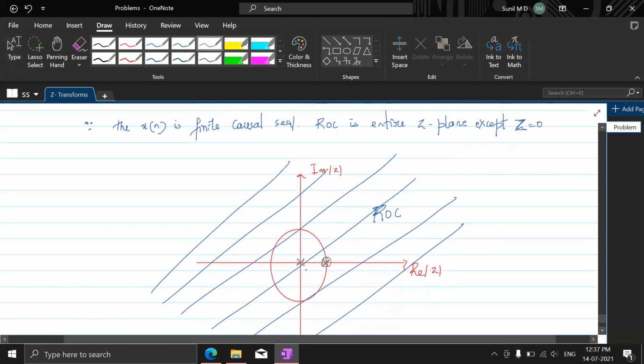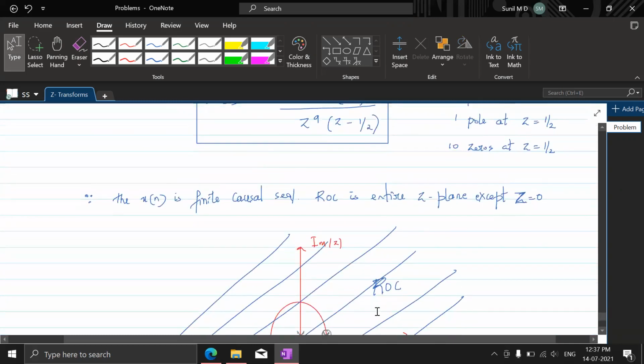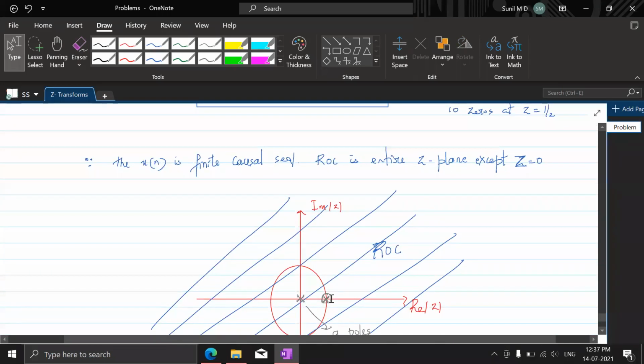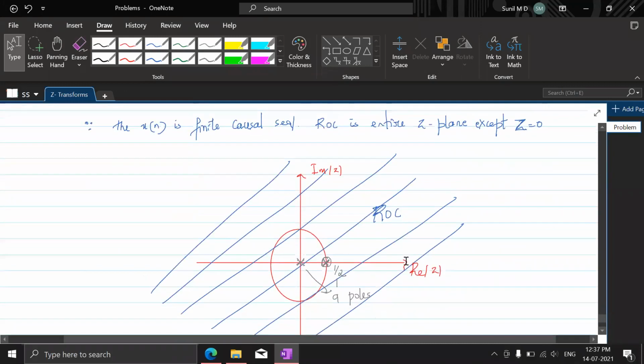Okay, 9 poles are there. So this is 9 poles at Z equal to 0 and 1 pole at Z equal to what? Half. This is half, mind you. Fine. Then 10 zeros at Z equal to 0. That means this is 1 zero which has cancelled. We need to write 9 more. 1, 2, 3, 4, 5, 6, 7, 8, 9. So 9 zeros at Z equal to half. Fine. So this is how we need to do the problem.